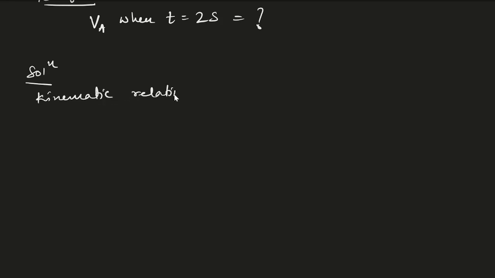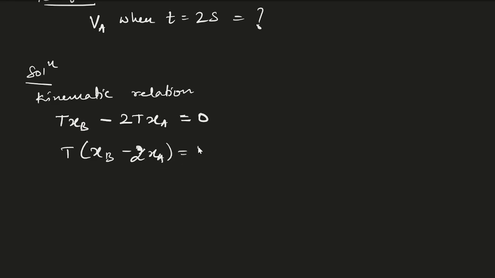Again, the virtual work principle will be used, that will be equal to 0. So we have δ_B, that is tension into XB minus 2 times tension into XA. This will be equal to 0. So here if you see, again we can take T as common. So getting T as common, XB minus 2 times XA will be equal to 0.